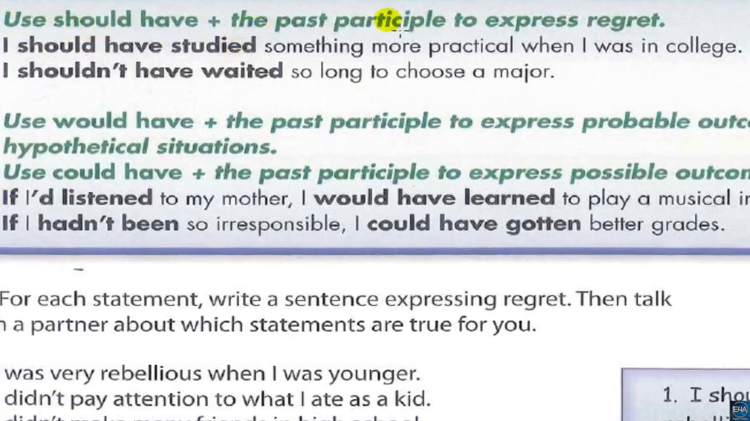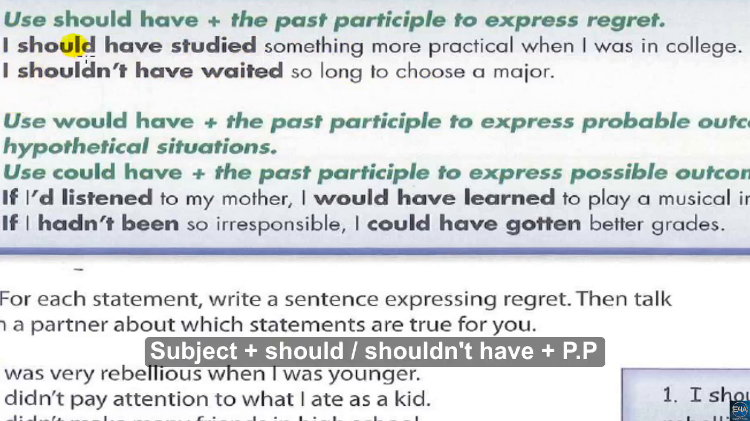Expressing regret and describing hypothetical situations. Use should have plus the past participle to express regret. I should have studied something more practical when I was in college. I shouldn't have waited so long to choose a major. So describe here a regret, that you're sad about something that happened in the past. You can use a subject like I, should, shouldn't, have plus past participle, PP: studied, waited.